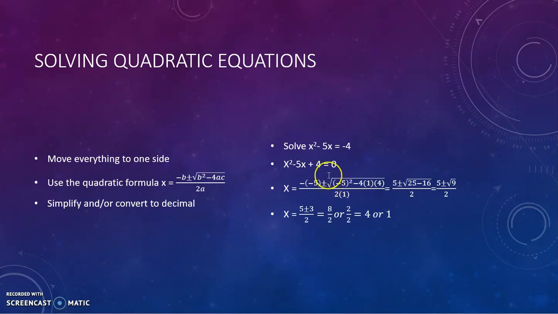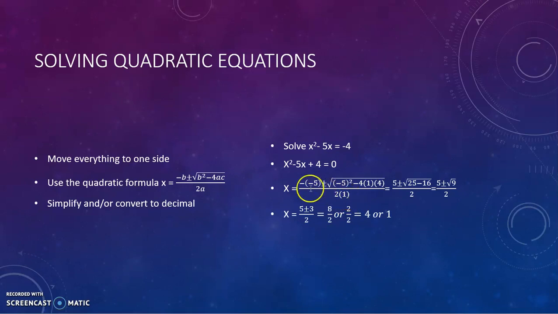And then you get the square root. It's the b quantity squared, so it's negative 5 quantity squared. And then minus 4 is always there. It's always a negative 4. And then A is a 1, and C is positive 4. And down on the denominator, 2 times A, so 2 times 1.